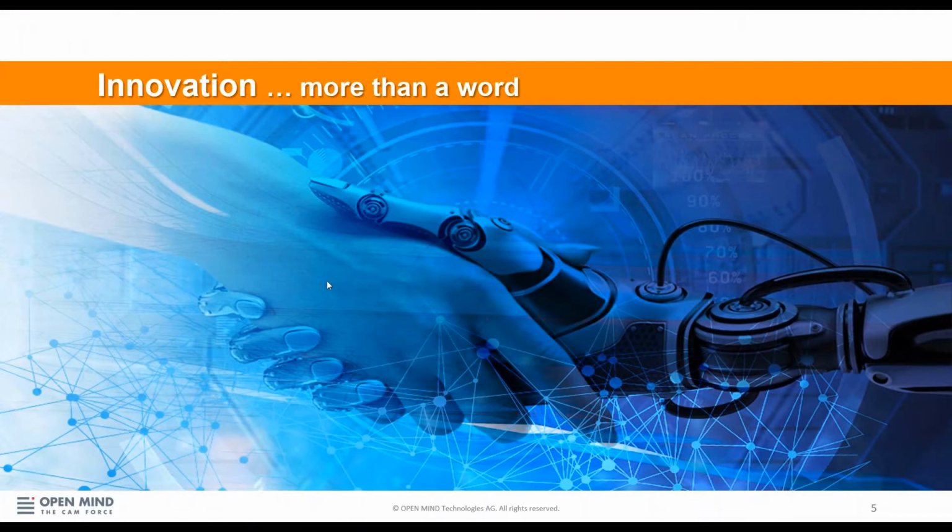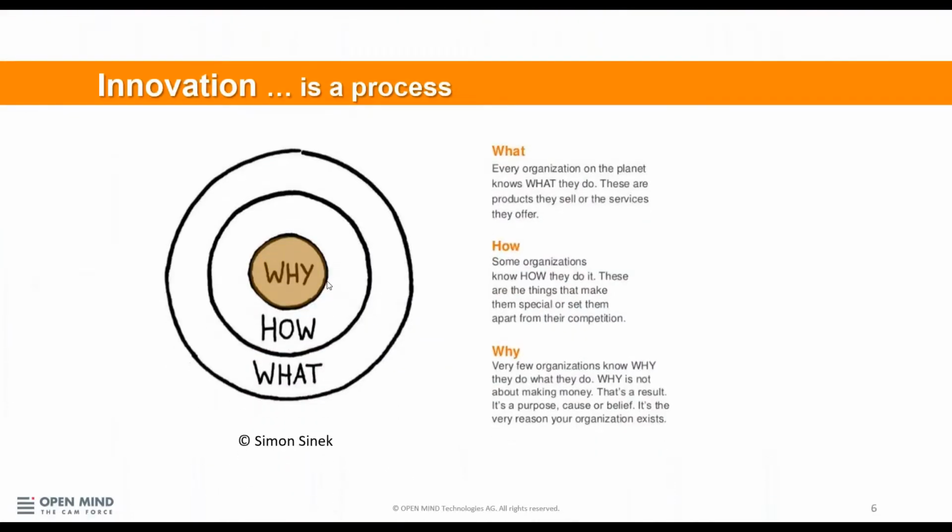Innovation is an overused word. To OpenMind, innovation is more than a word, and it's also a department in our company. We bring a different perspective to solving manufacturing problems. We will touch on a few of our innovations. Regarding technology, most people know what has been developed. Some people know how it was developed, but few people know why things have been developed. Why is where innovation occurs. Innovation is a process.